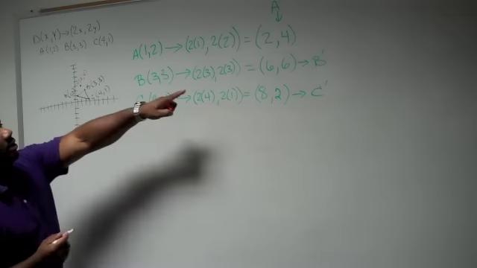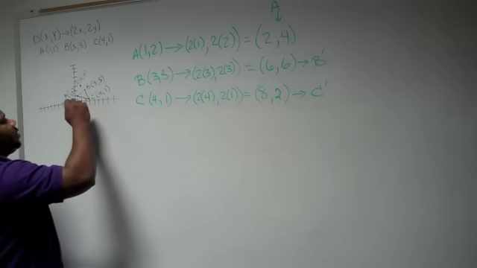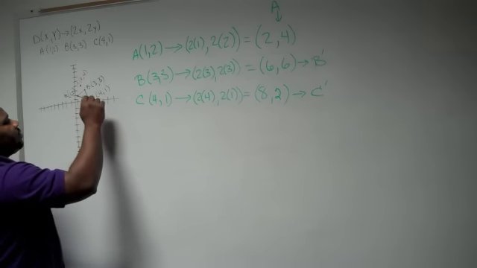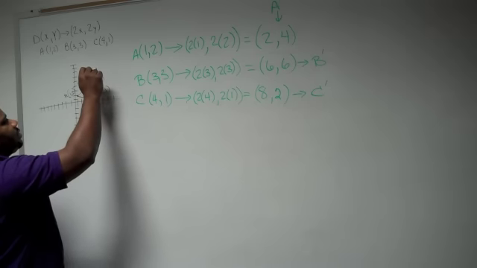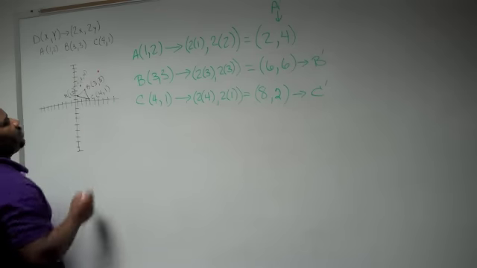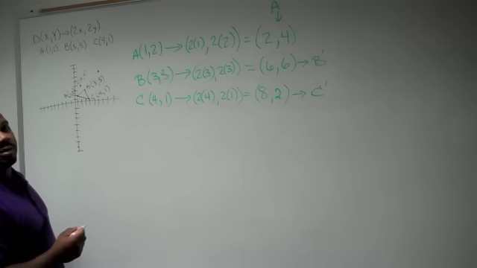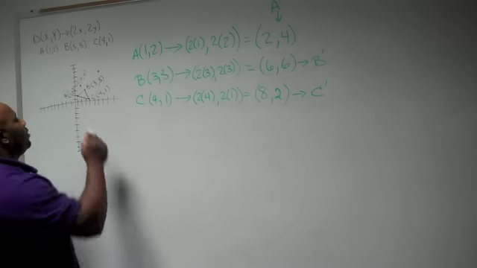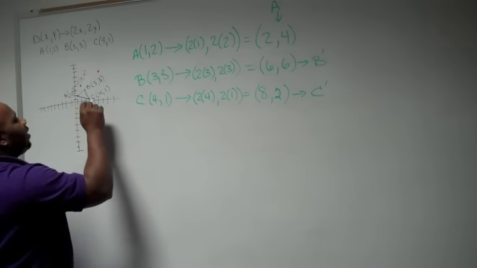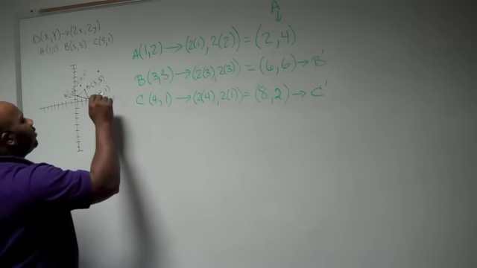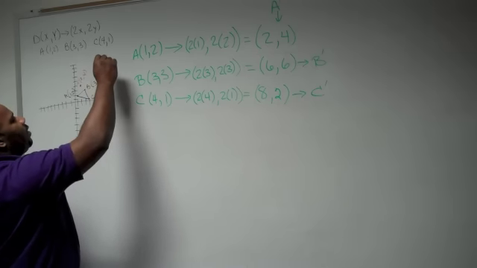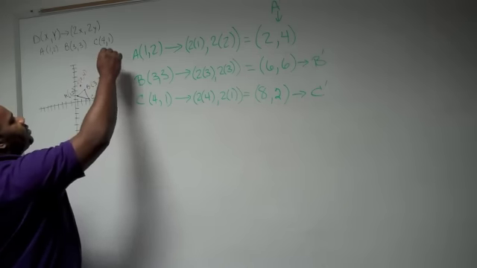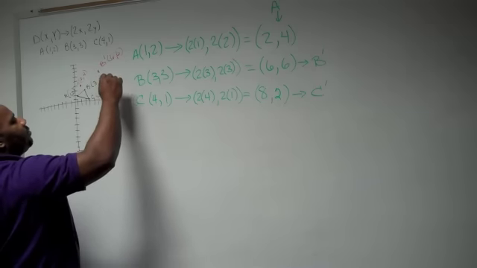Our B prime is 6, 6. So we go 1, 2, 3, 4, 5, 6. Up 1, 2, 3, 4, 5, 6. So that's about there. And our last point, C prime, is 8, 2. So we go 1, 2, 3, 4, 5, 6, 7, 8. Up 1, 2. Right there. So this is B prime, 6, 6.